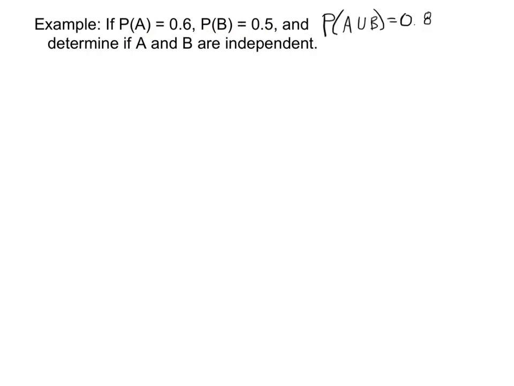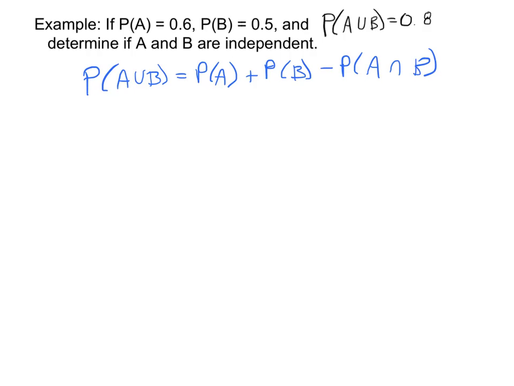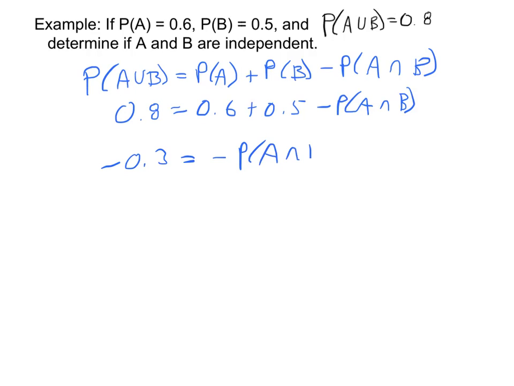Well, hopefully you recognize, hey, wait a minute, we have a formula that lets us work with the probability of A union B. It's supposed to be the probability of A plus the probability of B minus the probability of A intersect B. And so I could just plug things into this and solve. 0.8 is equal to 0.6 plus 0.5 minus this unknown AND probability. If I add these two things together and move it over, you'll end up with negative 0.3 equals negative probability of A intersect B. In other words, the probability of the intersection is 0.3.